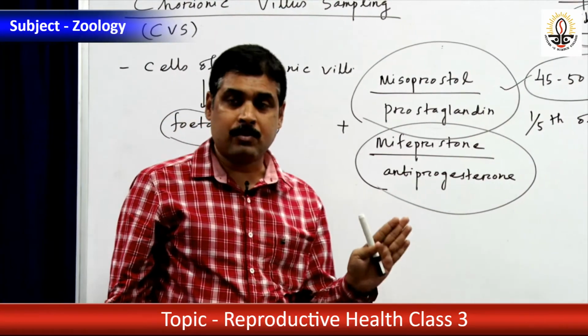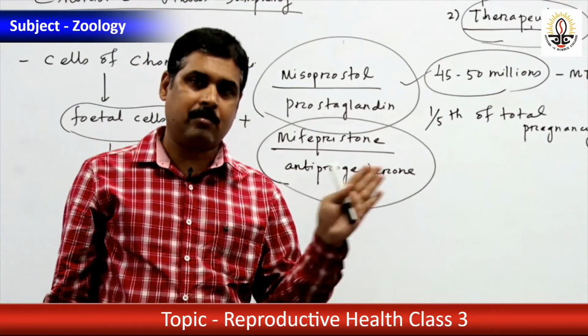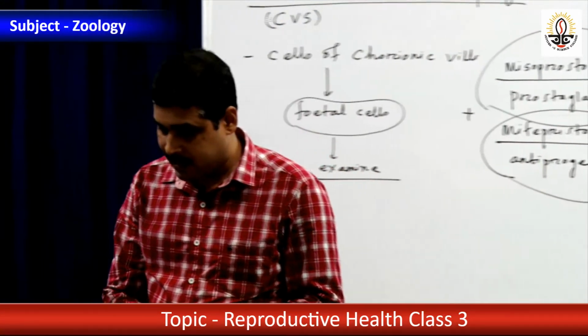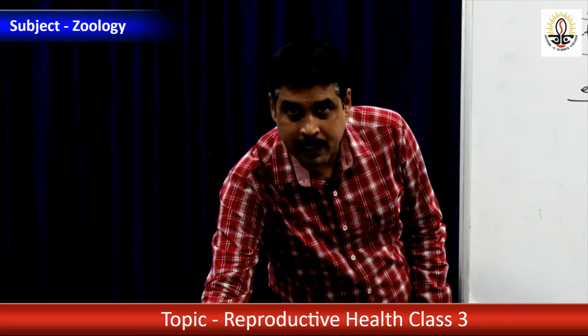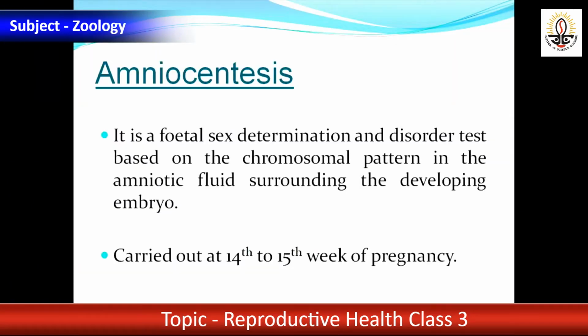So we have discussed what is amniocentesis and what is MTP. Just look at some slides, dear students, before going to the next. First look at some slides. Amniocentesis is a fetal sex determination and disorder test based on the chromosomal pattern in the amniotic fluid surrounding the developing embryo. Amniocentesis is carried out in the 14th to 15th week of pregnancy.